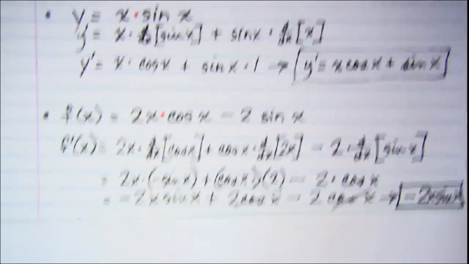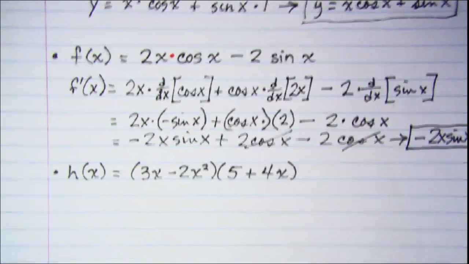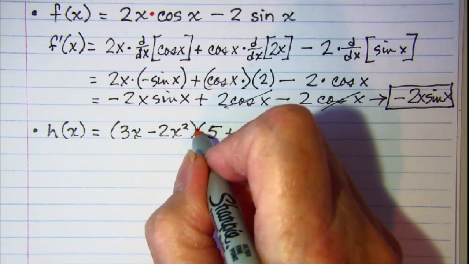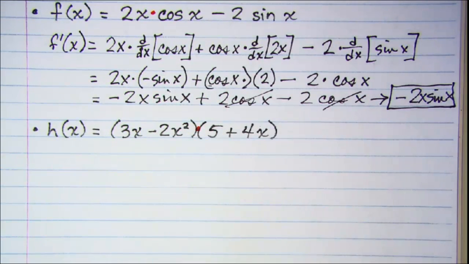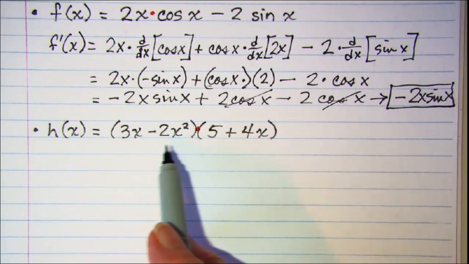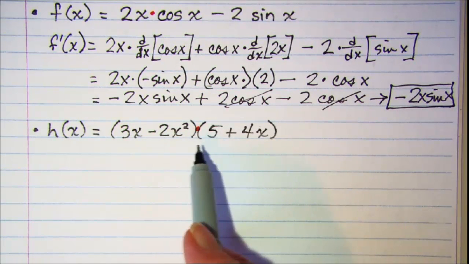And then one last example. Here we have a product of 2 binomials. Now we could multiply this out and then find the derivative of each of the terms. I'm going to use the product rule to show you how that works with this.